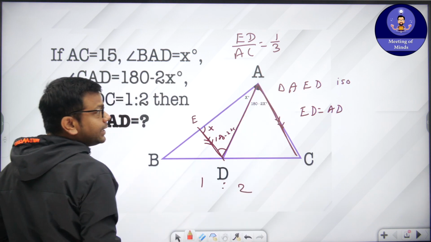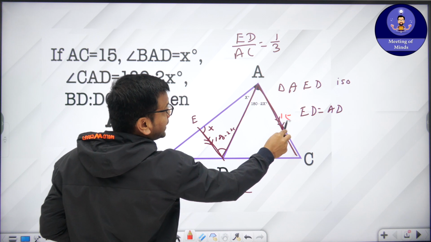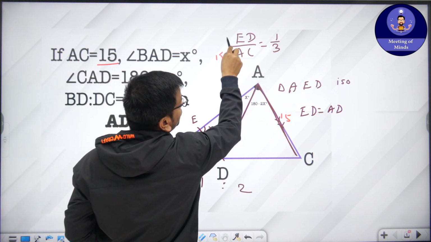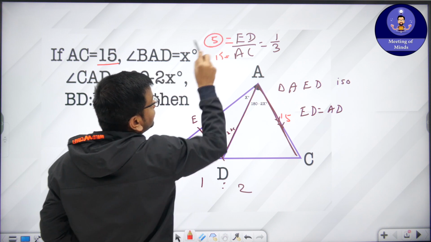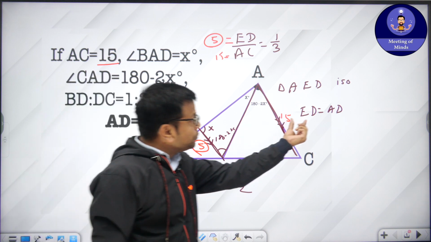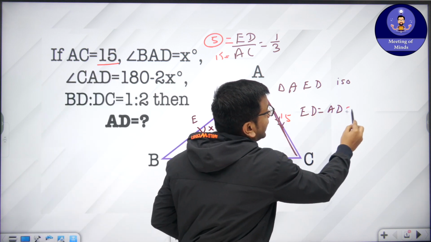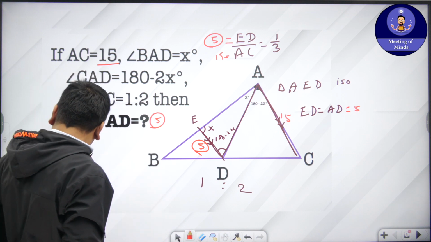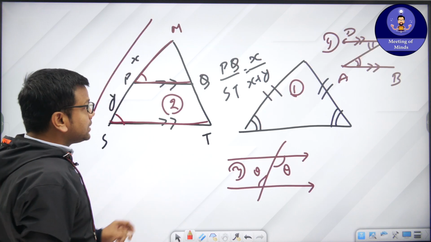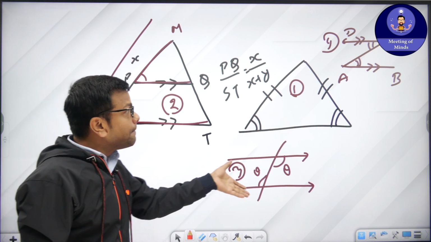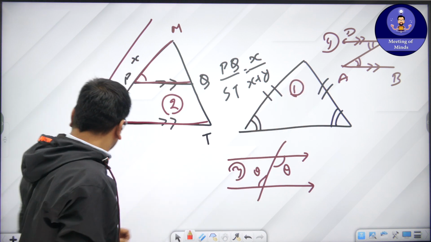Now, what is the AC given? AC given is 15. If AC is 15, ED could be 5, or must be 5. If ED is 5 and we proved ED is equal to AD, AD must be 5, and this is our answer. So we used four basic concepts. I'm just repeating: isosceles triangle, Thales theorem, similarity, and parallel line structures, and we solved the question.